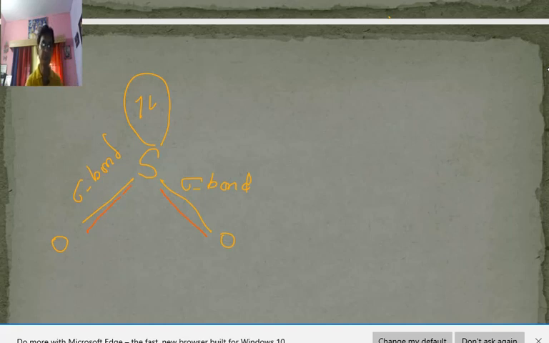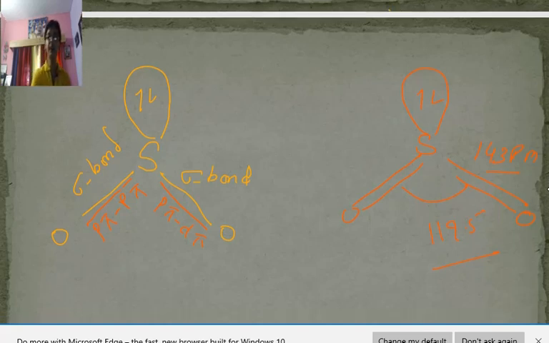And this is called p pi, and another is d pi. The bond angle is 119.5 degrees, and the bond length is 143 picometers. This is the structure of sulfur dioxide.